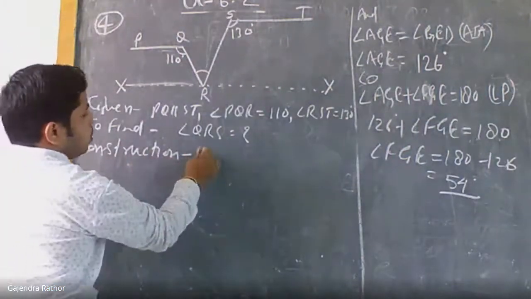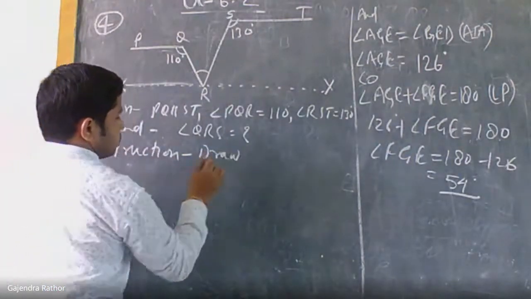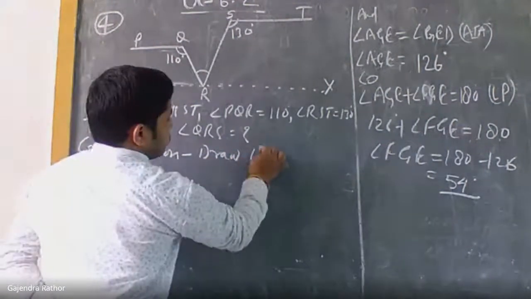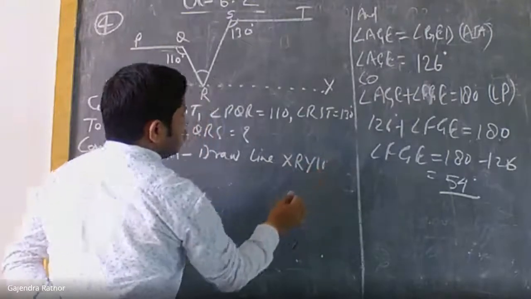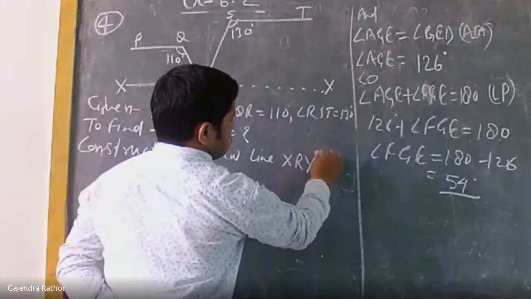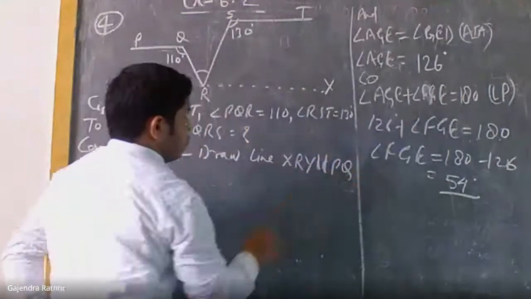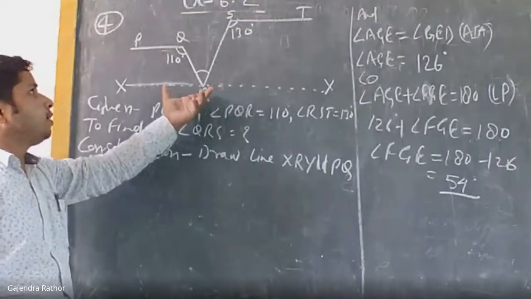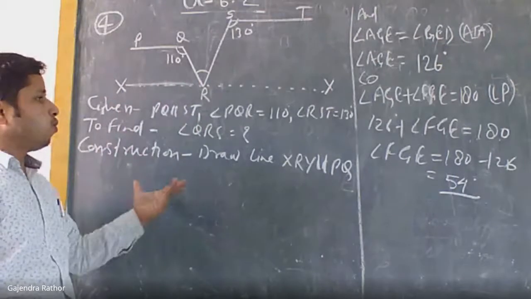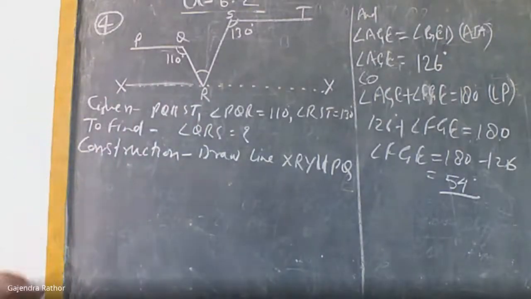Okay. So construction. Draw line XRY parallel to PQ. And we have to draw it at a distance. This will be parallel to PQ. Okay, now start.